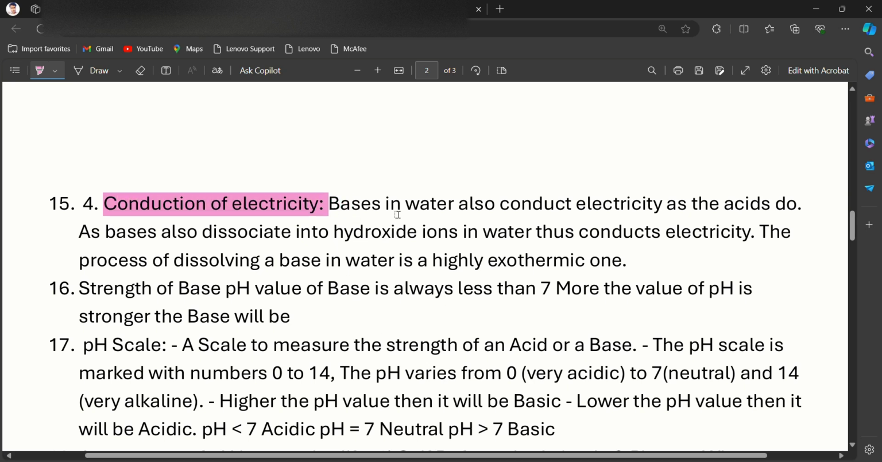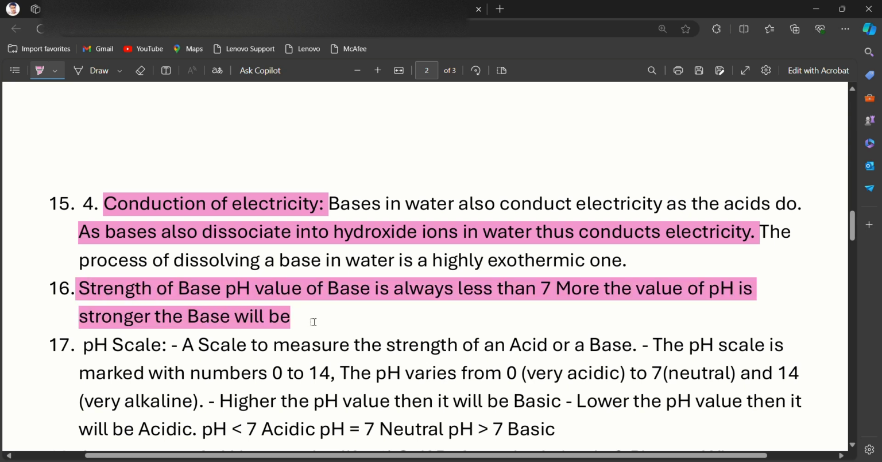So similar to the acids' conduction of electricity, bases in water also conduct electricity as the acids do, as bases also dissociate into hydroxide ions in water, thus they conduct electricity. Here, it is breaking into OH minus. Dissociating means dissolving into hydrogen ion and hydroxyl ion OH minus, so they are the reason for conduction of electricity in water. Okay, here it is clear, this line will be clear to you.